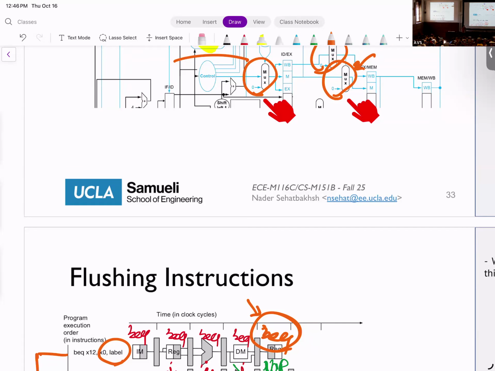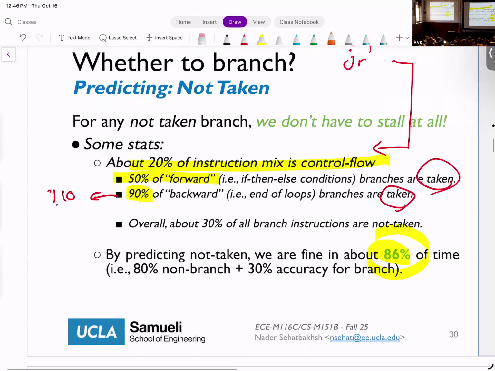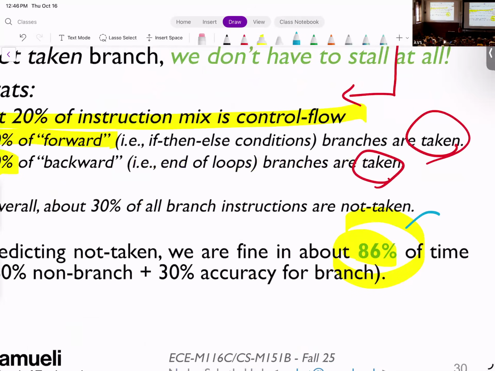So this is strictly better by how much, do you know? It used to be 80%. Now it's 86%. So we are improving by 6%. Still, in 14% of the time, we are losing performance. We just do extra activity, but at least that 14% doesn't lead to correctness issues, right? We just feed no ops during that 14% of the time.